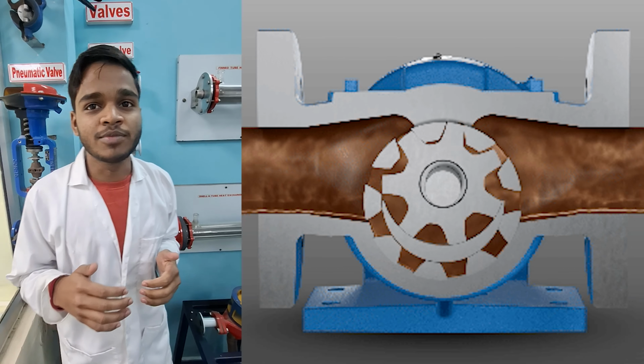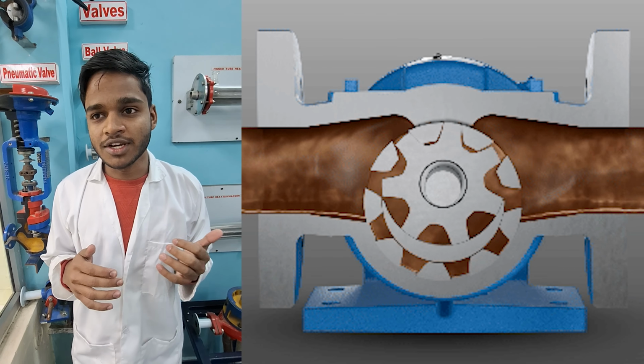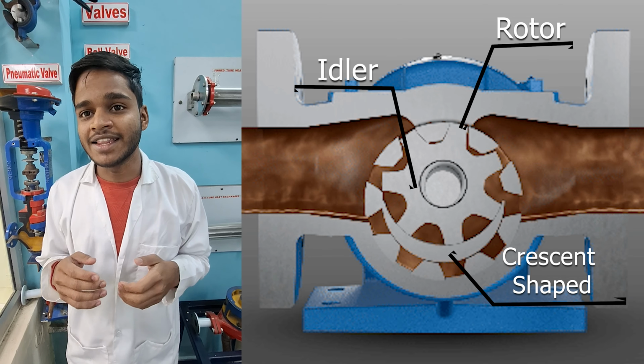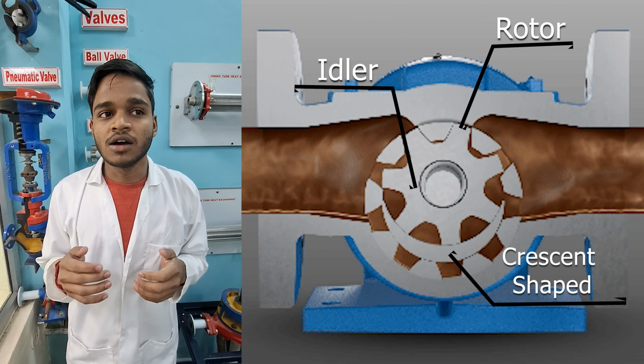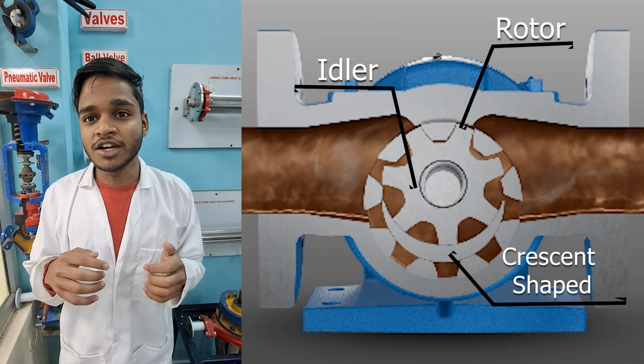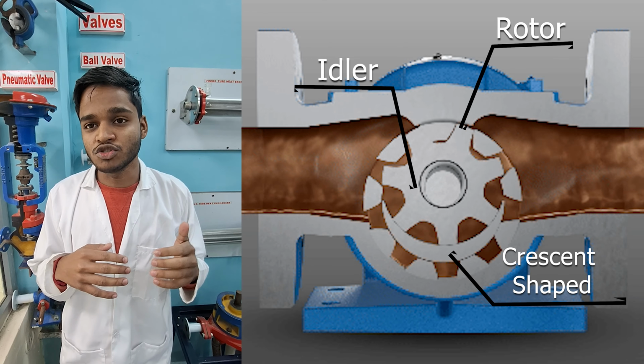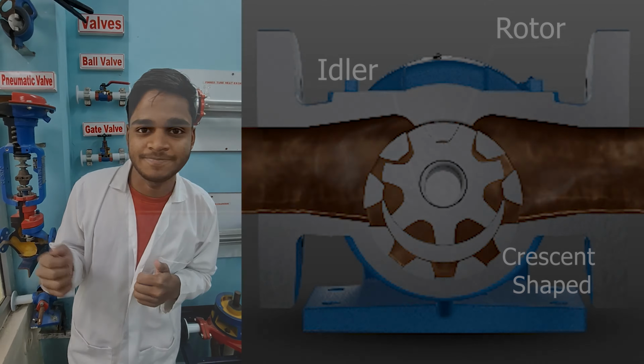The internal gear pump also consists of two gears. The outer gear is called the rotor, and the internal gear is called the idler. Basically, there is a crescent-shaped divider which divides the outer gear and the inner gear, so the liquid can flow from one side to the other.